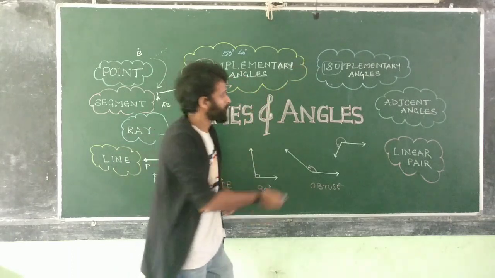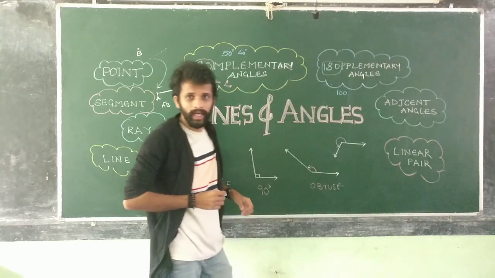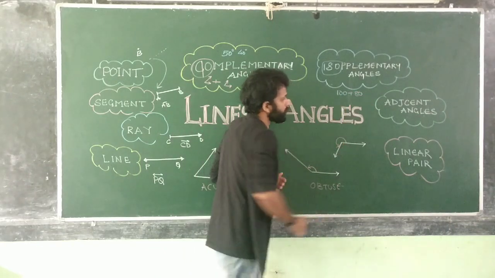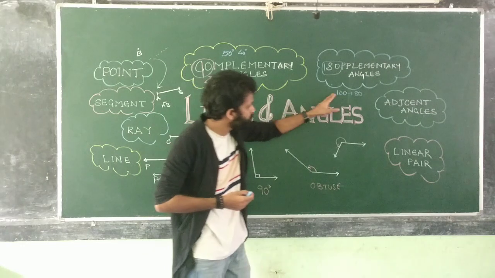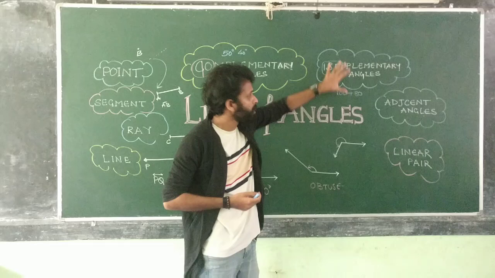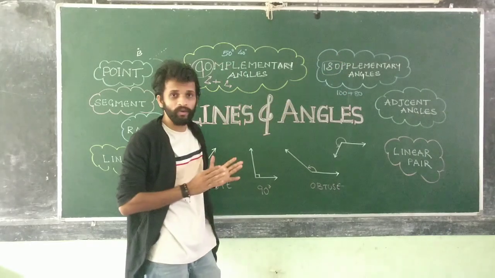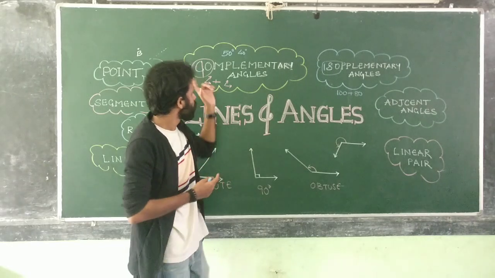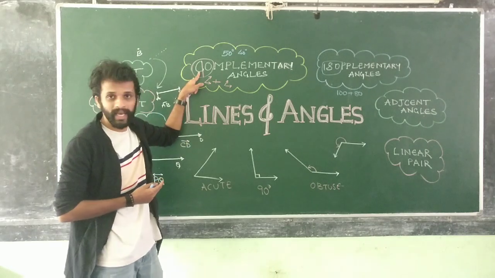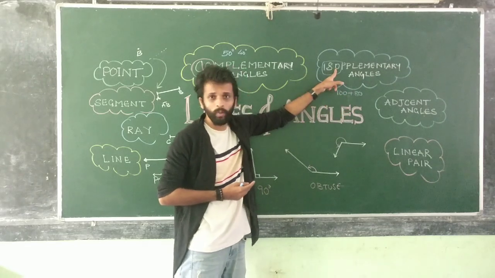So I can have maybe 100 as one angle plus 80 as the second angle. So the sum of these two angles, 100 degrees and 80 degrees, together becomes supplementary angles. I hope the idea of supplementary angles is very clear. Complementary is when we add two angles together to get 90 degrees. Supplementary is when two angles are added to get 180 degrees.